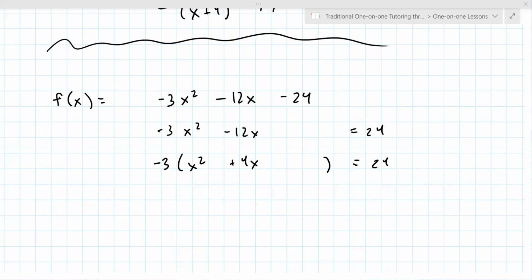I got -3 times x plus 2 squared plus 12. Okay, so what number did you put here? Oh, I did not move the 24 over first. That's what I messed up. Yes, I divided it all by 3.